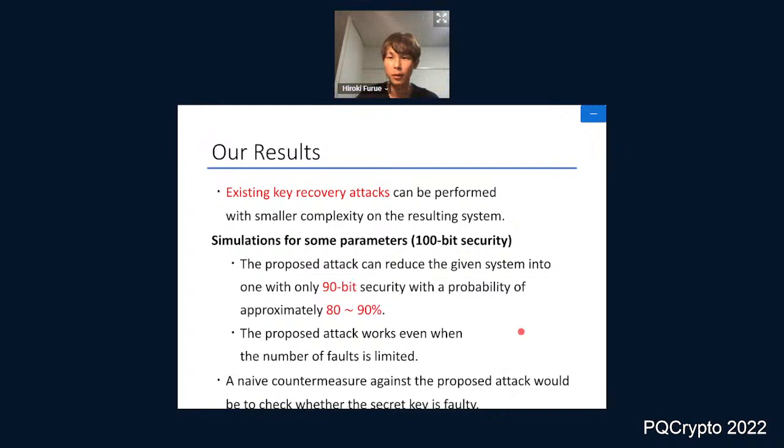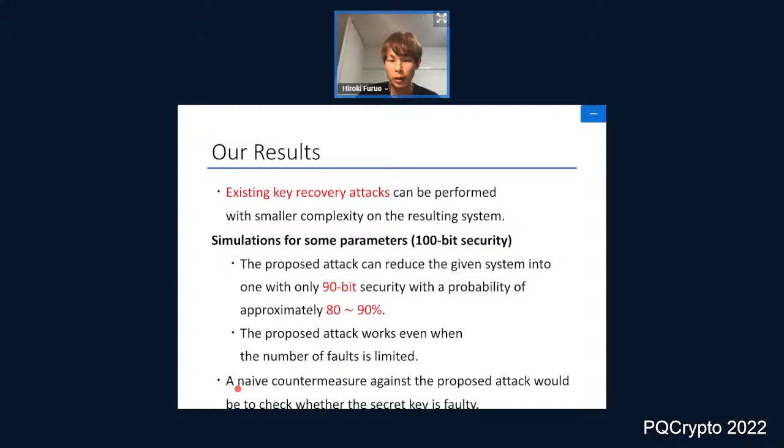On the resulting smaller system, we can perform existing key recovery attacks with smaller complexity. Through our simulations, for some 100-bit security parameter sets, we confirm that the proposed attack can reduce the given system into one with only 90-bit security with a probability of approximately 80-90%. And the proposed attack works even when the number of ports is limited.